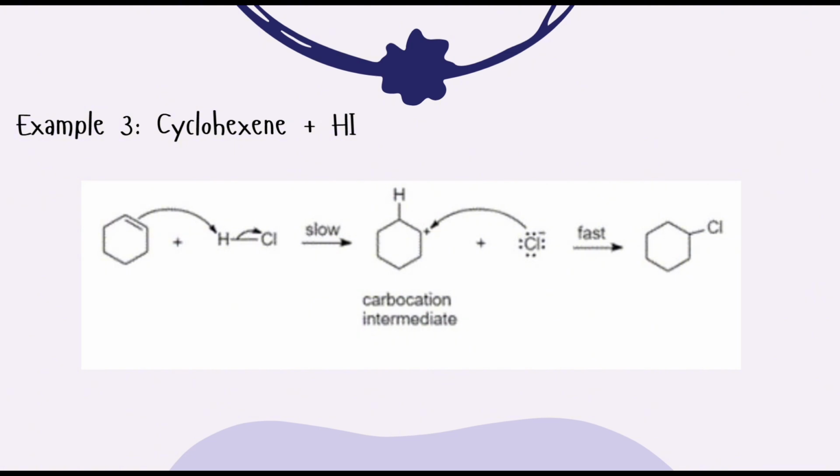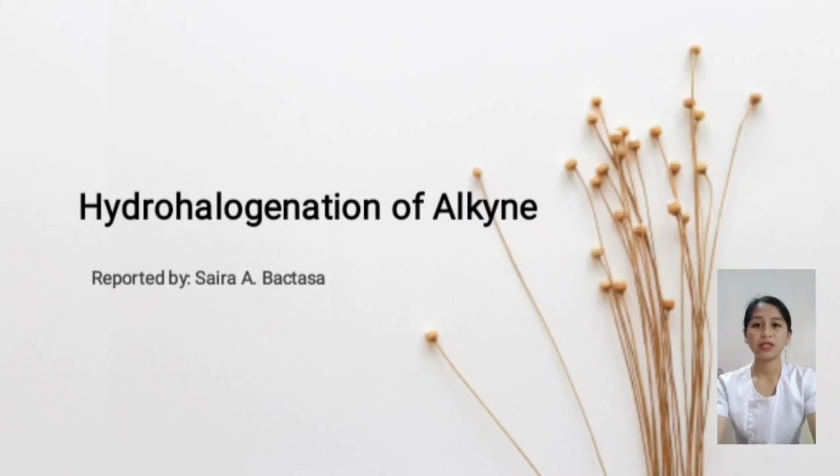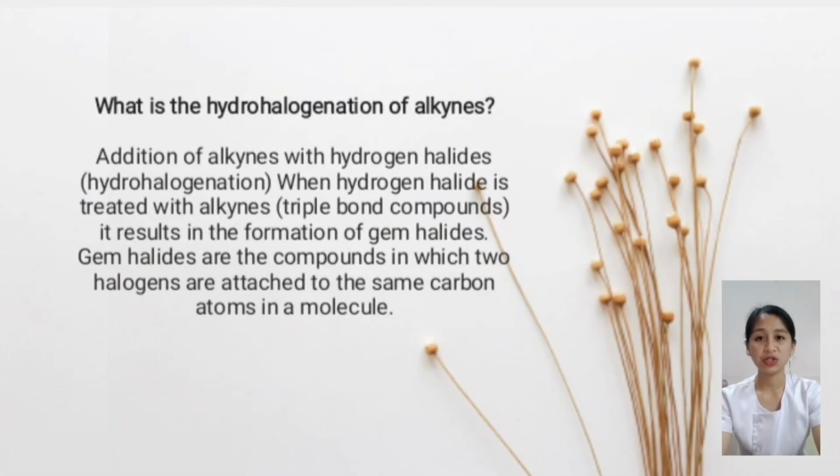hydrohalogenation of alkenes. Thank you. Good day everyone, I am Syra Bactasa and today I am going to discuss the hydrohalogenation of alkynes. So what is hydrohalogenation of alkynes? It is an addition of hydrogen halides to alkynes. When hydrogen halide is treated with alkynes or triple bond compounds, it results in the formation of geminal halides. Geminal halides are compounds in which two halogens are attached to the same carbon atom in a molecule.